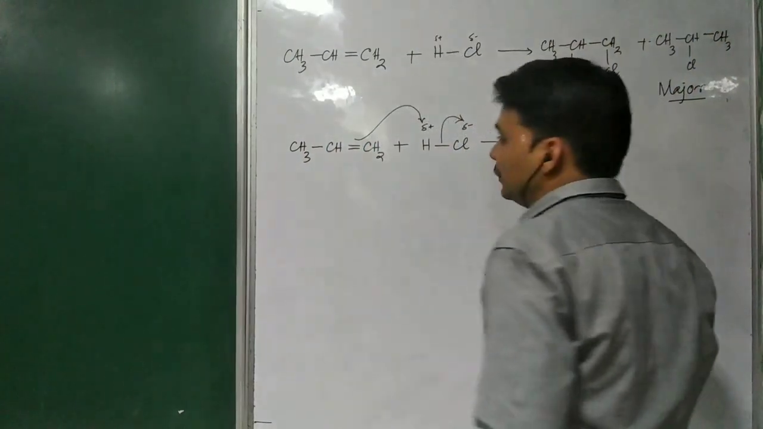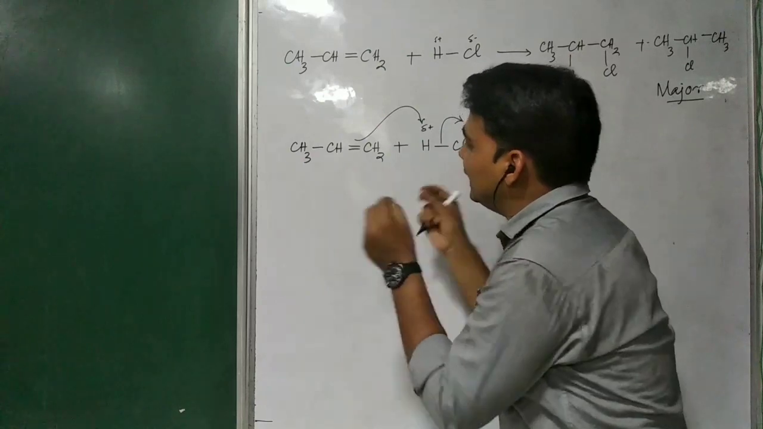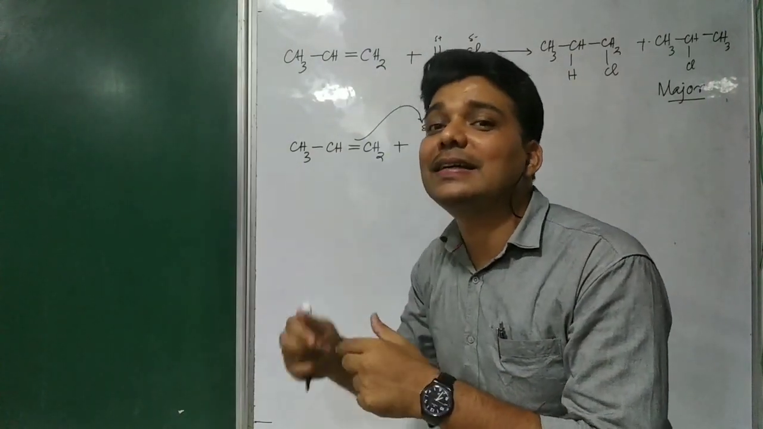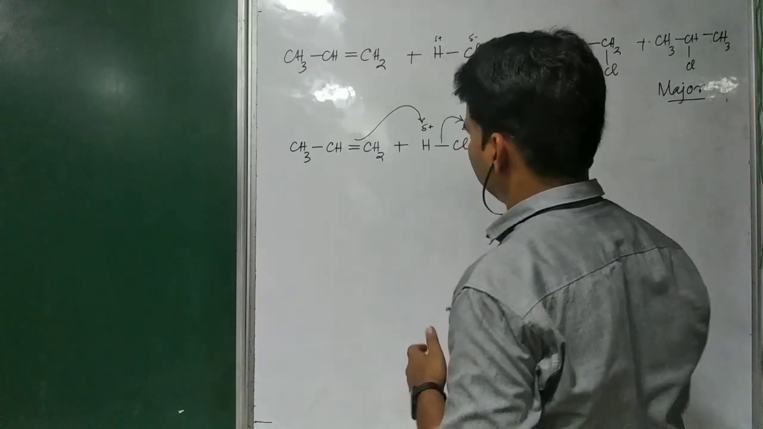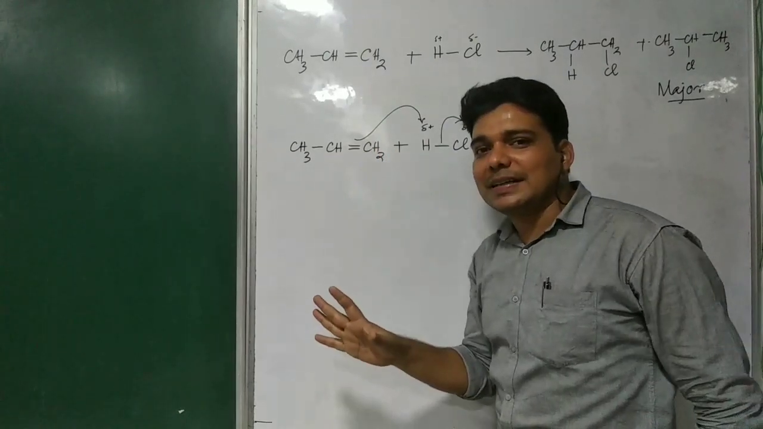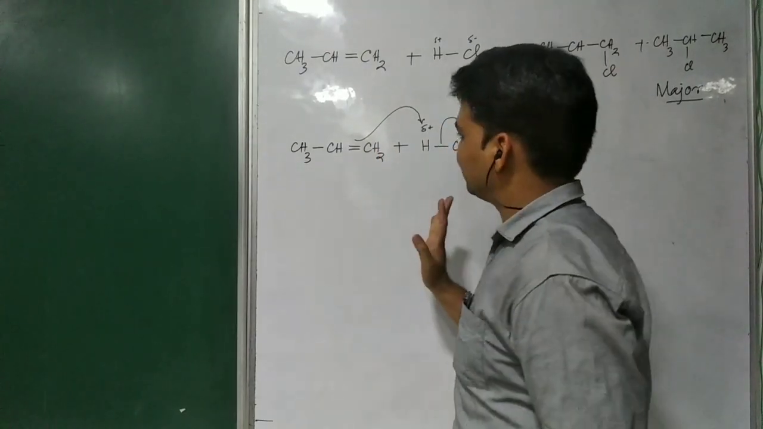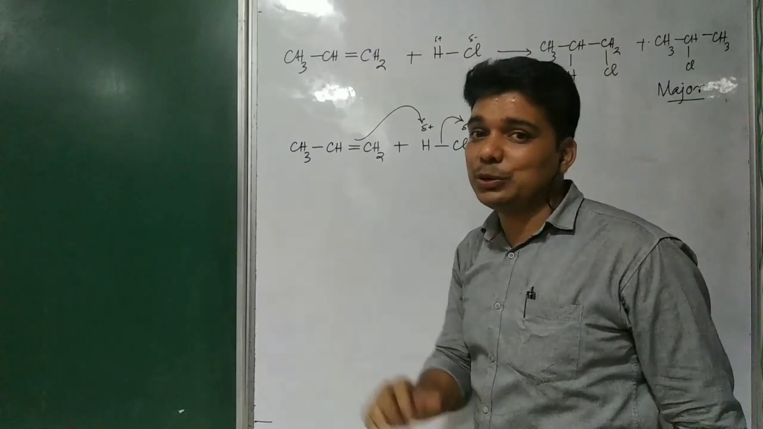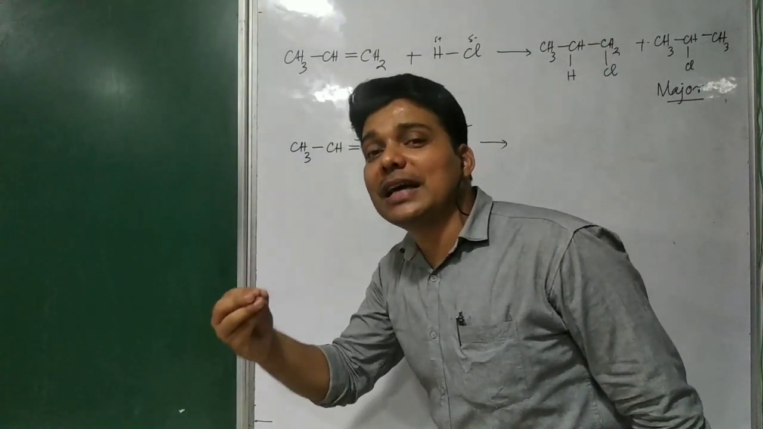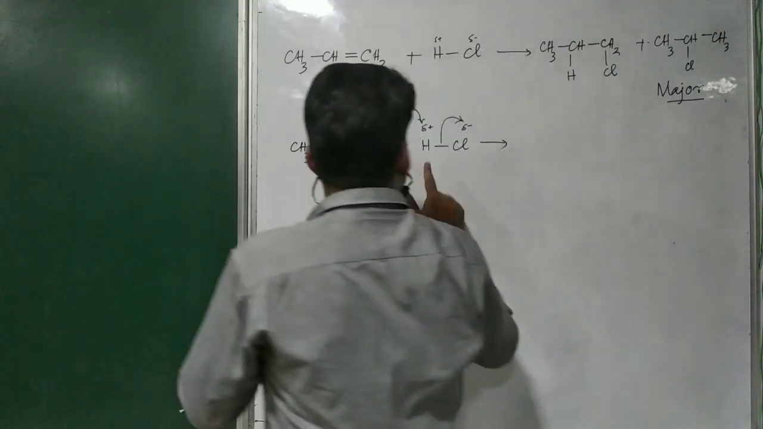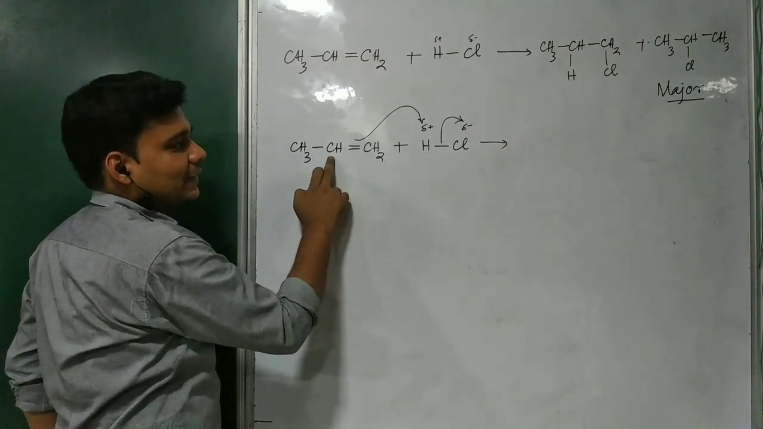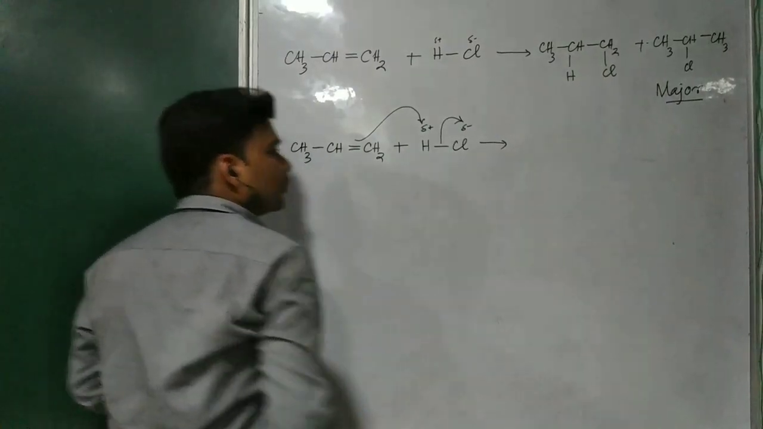Then, as a result of this interaction, you will get one carbocation intermediate. As this is an unsymmetrical alkene, two possibilities are there. That means two types of carbocations may be formed, when this H plus ion is attached to the middle carbon.